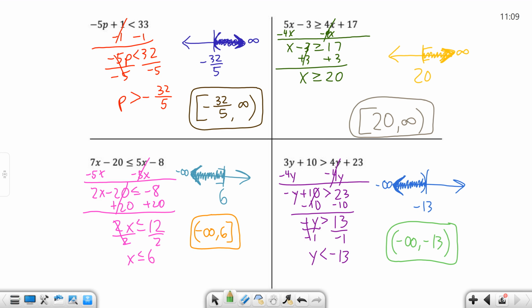And this is your solving linear inequalities, the basics. If you need some help with some bigger inequalities, I have one, solving linear inequalities more, if you need some more help with this for some more advanced inequalities.